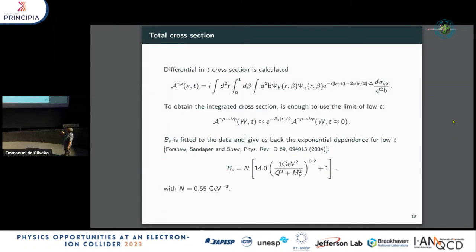So, and then we can calculate the total cross-section. So this is just repeating our amplitude here with dependence in B here or dependence in T here. But if you want to integrate in T, maybe instead of integrating this expression, we just integrate this expression here, where we set T to zero, we integrate just this exponential because it's easier and it works relatively well. And then you have this new parameter here.